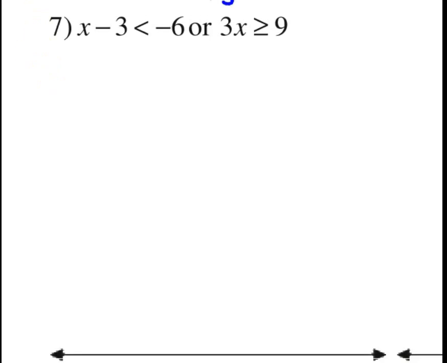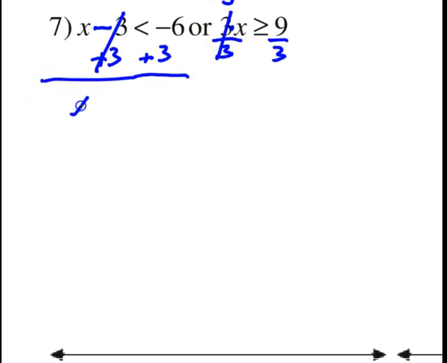Solving more. So these are just like the ones before. We're just going to graph them on the same number line. So I'm going to add 3 to both sides on this one and divide both sides by 3 on this one. Alright, so I'm just doing the inverse operation. So if this is subtraction, I'm going to add. This is multiplication, so I divide it. So those cancel, those cancel. So x is less than -3, or it is greater than +3.